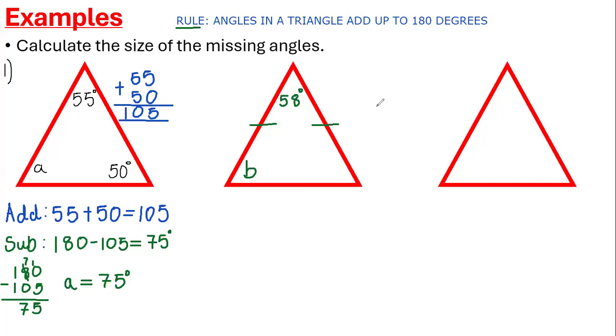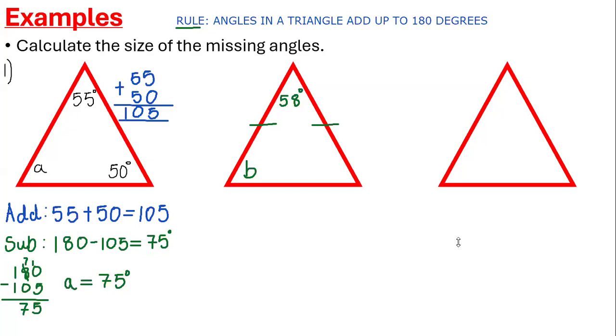I think you take 58 from 180, and then when you get the answer, divide it by 2, because I think B and the other angle will be equal. Very good, very good, Miss Morris. Excellent. You did get it right, Miss Morris. Anyone else want to explain it again as well?